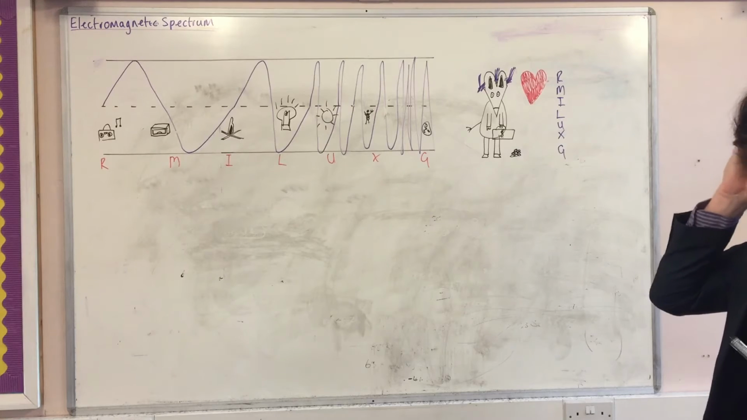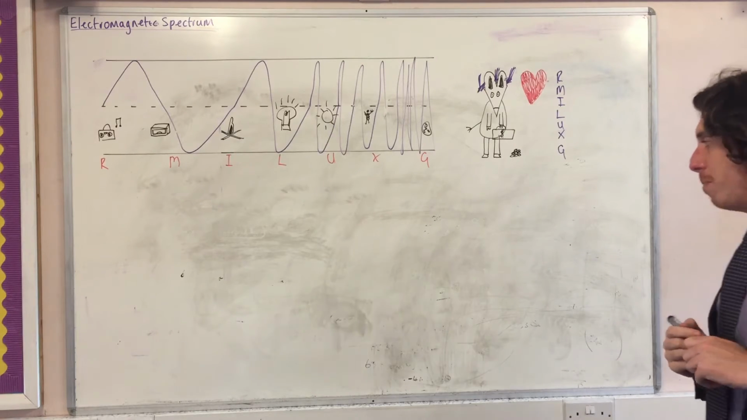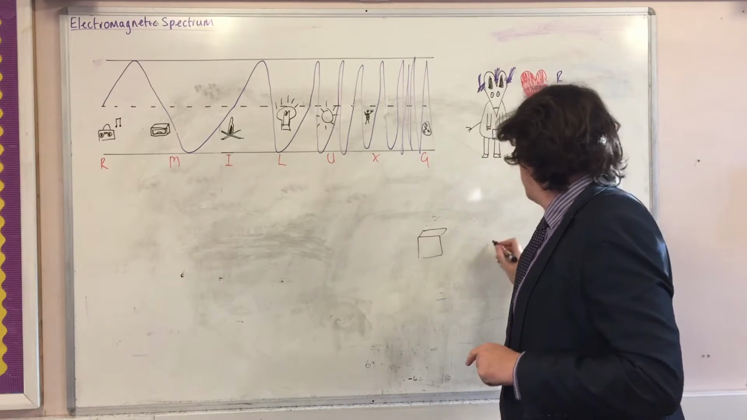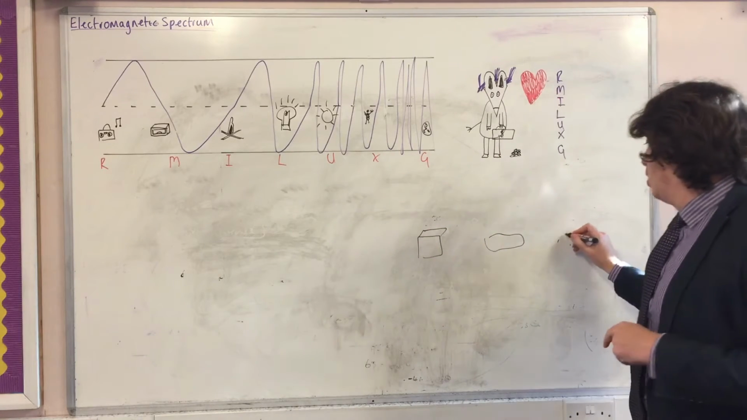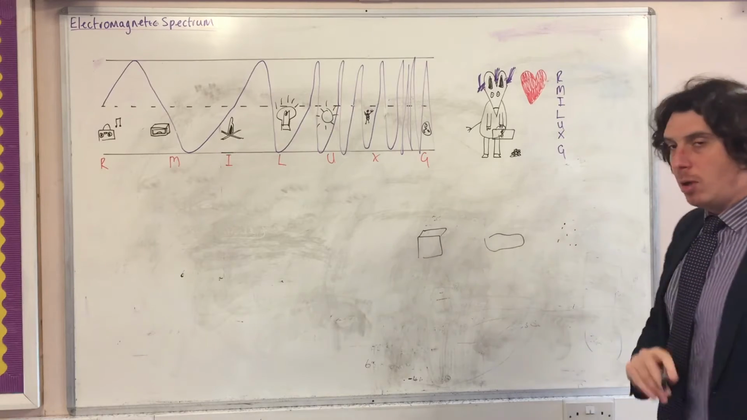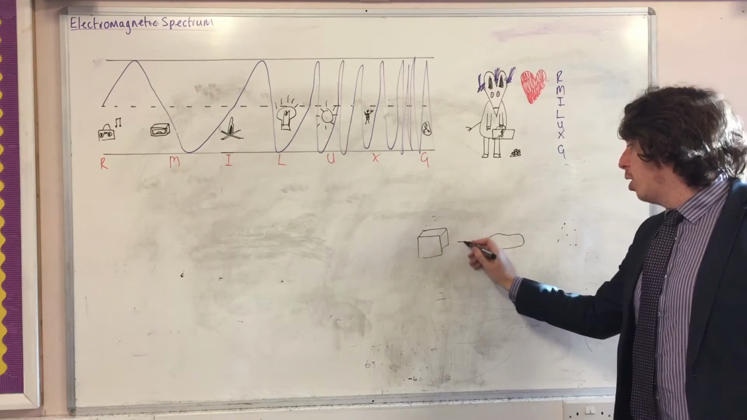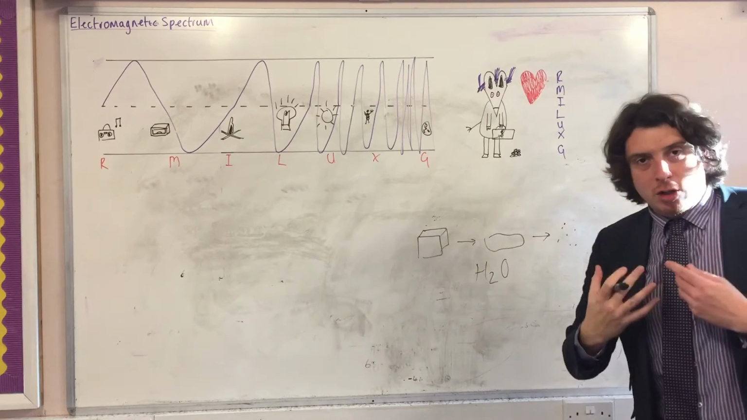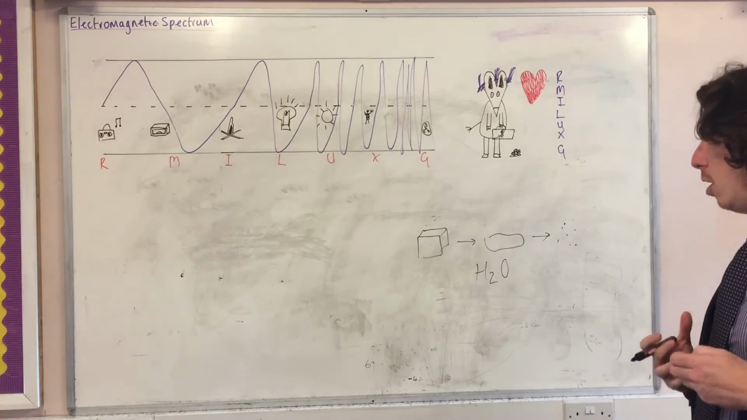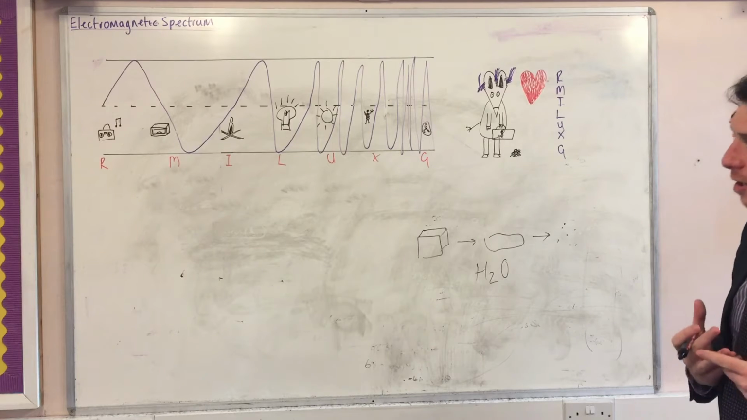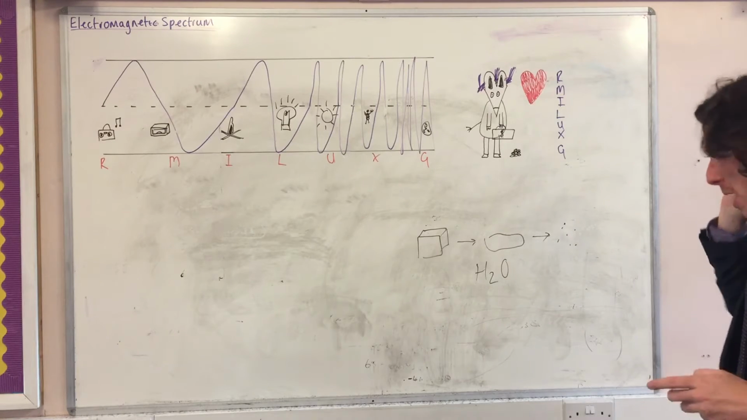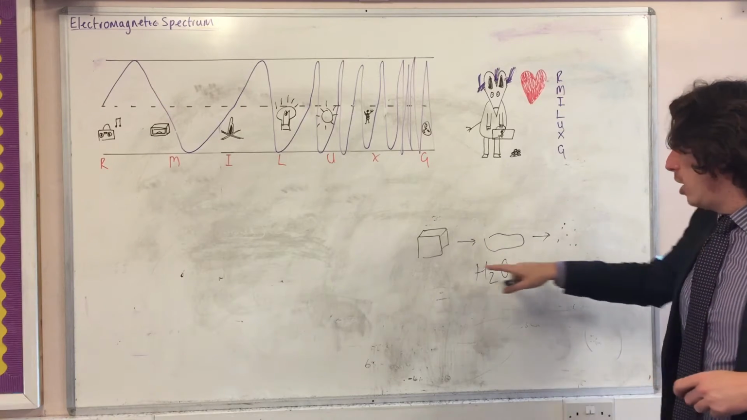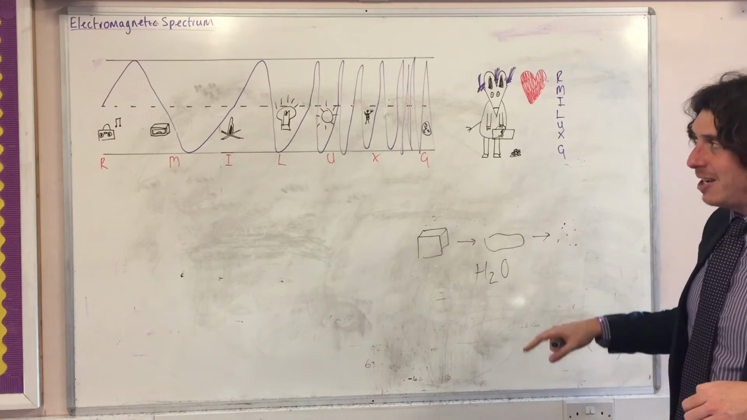So this is a look at the electromagnetic spectrum. If we think about ice, water and water vapour, the thing they've all got in common is they are all H2O. Okay, so they've all got the same chemical structure. That's an analogy for what's going on with the electromagnetic spectrum. You can change the temperature, and changing the temperature will change the state.